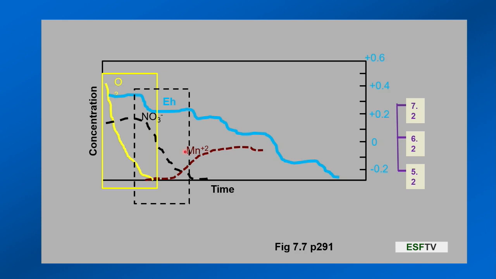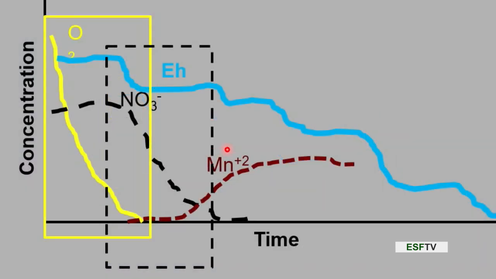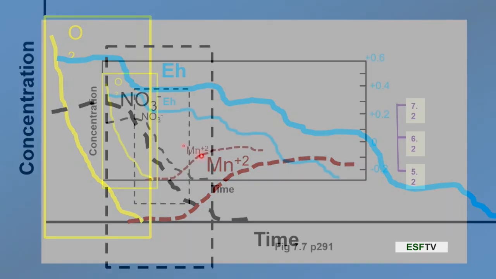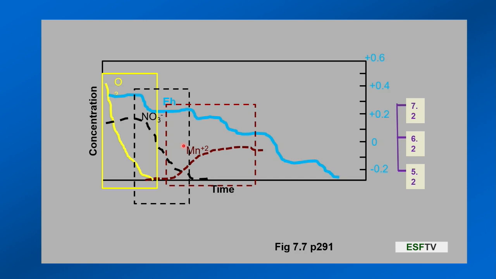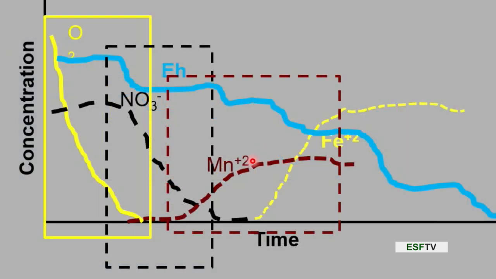Now, after nitrate, manganese is the next electron acceptor. So manganese is reduced. Manganese plus 4 goes to manganese plus 2. Okay? It's reduced, and it's picking up the electrons. And there we go. So you reduce manganese plus 4, you're increasing the reduced form. After manganese, iron, okay? Iron plus 3 goes to iron plus 2. So you see more iron plus 2 in the system, it's reduced iron.